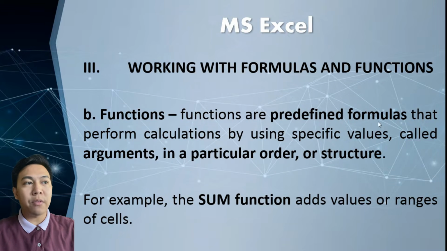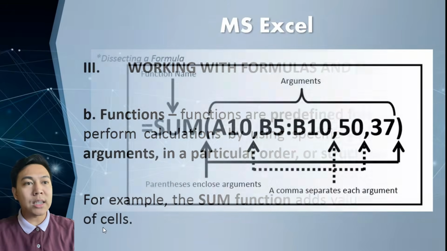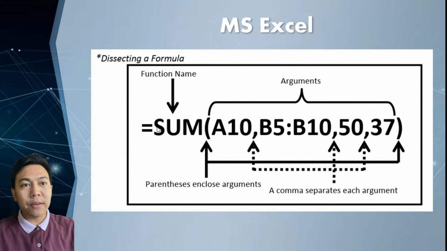So functions are predefined formulas that perform calculations by using specific values called arguments in a particular order or structure. Anything that is placed inside the parentheses after the function is called an argument. For example, the SUM function adds values and ranges of cells. So let's see this example. You have here your SUM, and inside of the parentheses is what you call your argument.